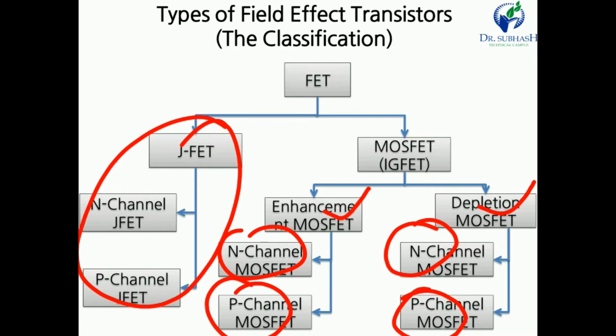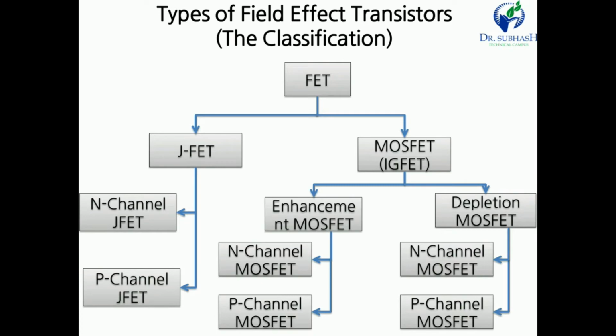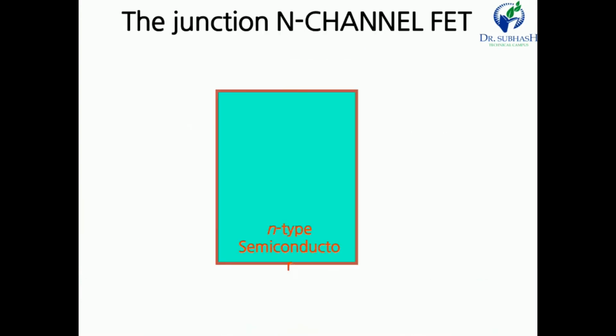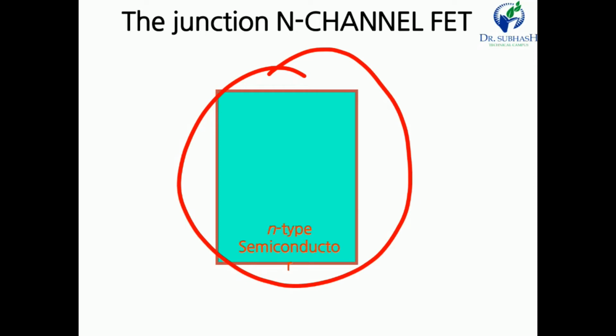So friends, you have to remember, or you can screenshot this slide so you remember the classification of the JFET, or classification of field effect transistor. Okay. Then let's start with the N channel JFET. First of all, you have to take N type semiconductor. We are familiar with the N type semiconductor, where the majority charge carrier is electron and the minority charge carrier is hole. And here the blue portion is the channel, which means it creates the channel.